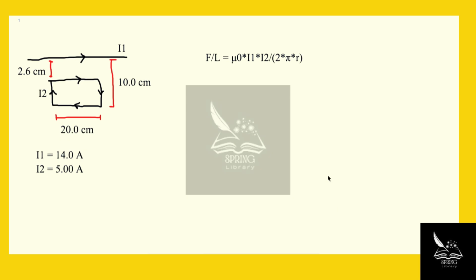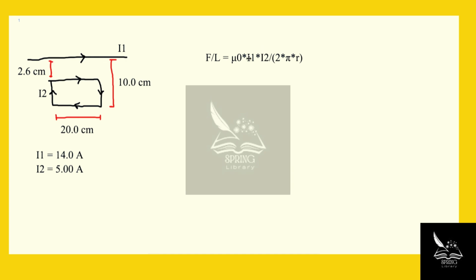Hey, this is question 28.64. We have one long wire up here with current that I'll call I1, which has a current of 14 amps. And then we have this wire loop down here with current I2, which is 5 amps. And we want to know what the force is on this loop of wire caused by this long wire up on the top.